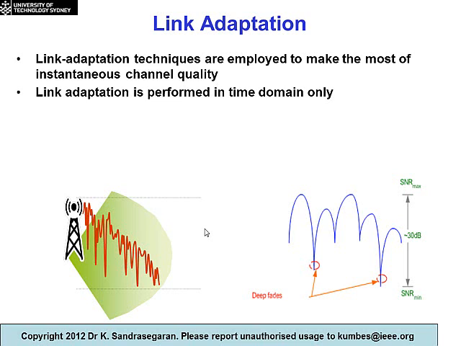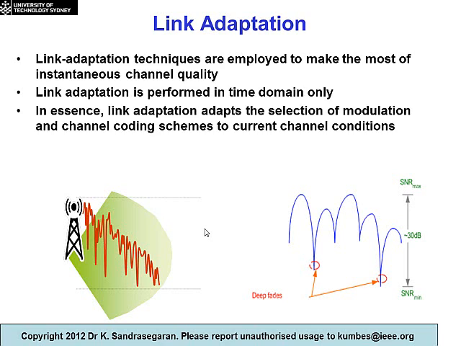And we perform this in the time domain. And how do we do it? Well, the basic idea is when you have a good channel quality, you try and use a high order modulation scheme so we can get a high data rate. And when the channel quality drops, like when you have a deep fade, you use a low order modulation scheme. Okay, and it's also referred to as adaptive modulation and coding.